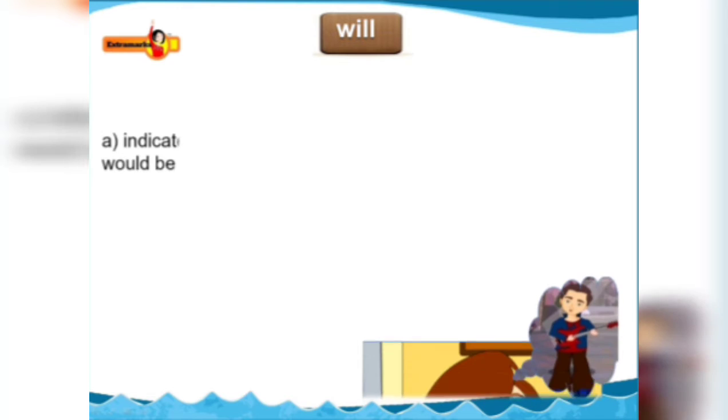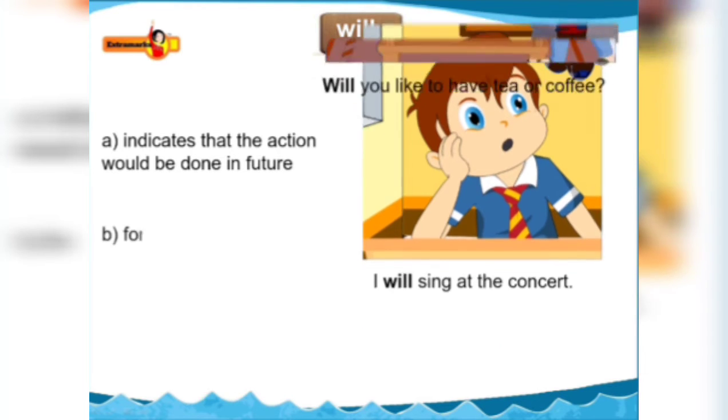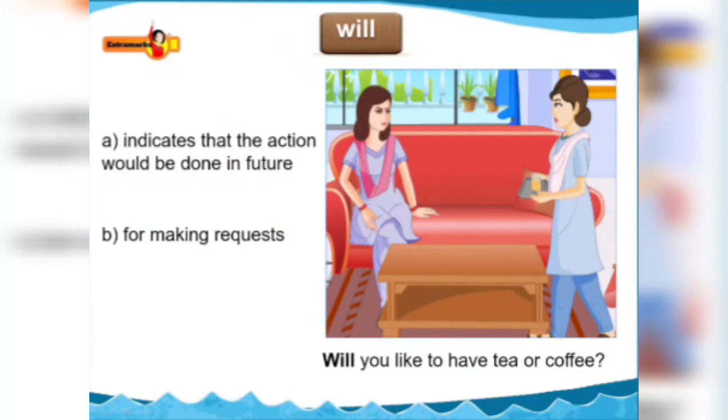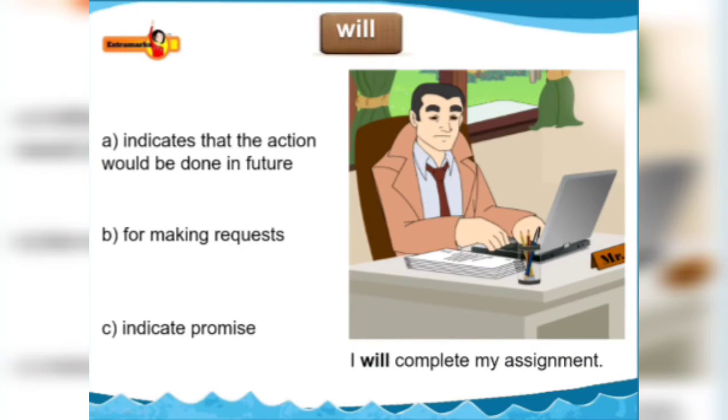Will is used as a commitment. It also implies speaker's willingness to do something. It is used: A. To indicate that the action will be done in future. I will sing at the concert. B. For making requests. Will you have tea or coffee? C. To indicate promise. I will complete my assignment today.